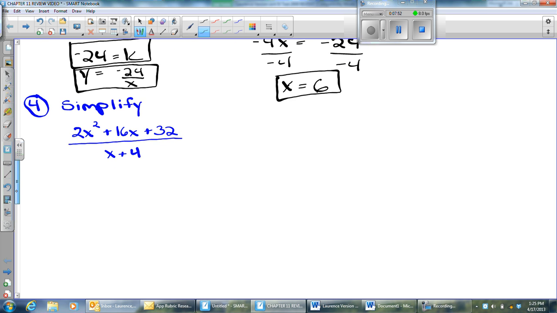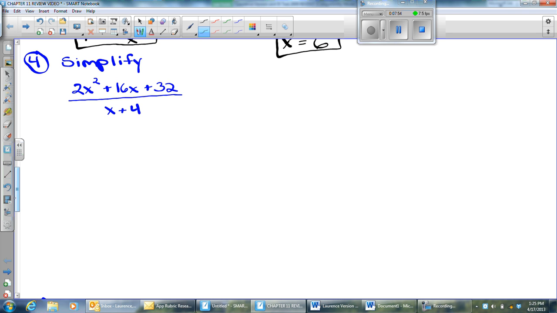All right, next one. Simplify. Now, when we simplify, we're not going to get x equals anything because we do not have an equal sign in this problem. We're just simplifying. So when I look at this problem, the first thing you should be thinking about is what can I factor? And the first factoring that you always should think about is GCF.